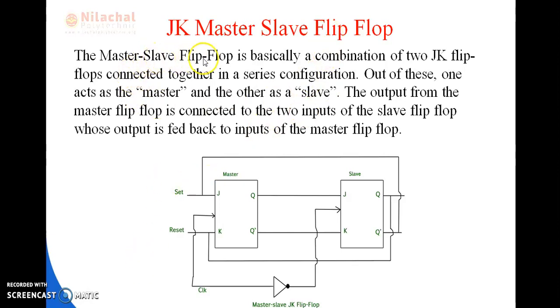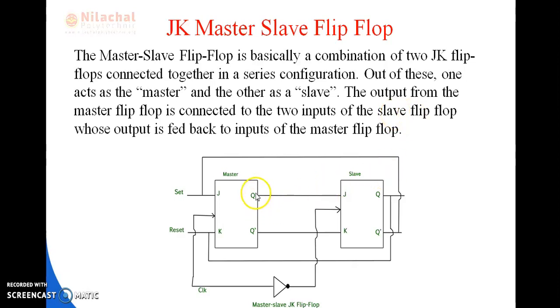The master slave flip-flop is basically a combination of two JK flip-flops connected together in a series configuration. Out of these, one acts as the master and the other acts as a slave. So this is the master flip-flop and this is the slave flip-flop. The output from the master flip-flop is connected to the two inputs of the slave flip-flop.